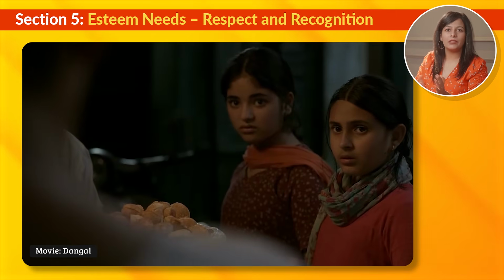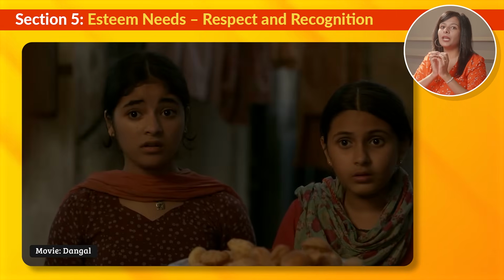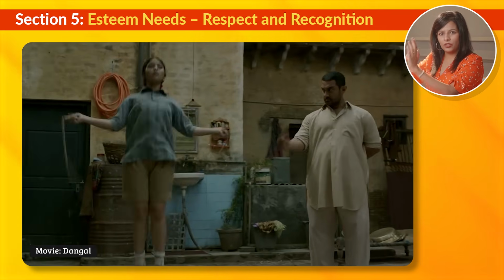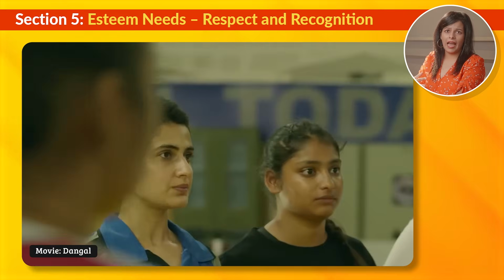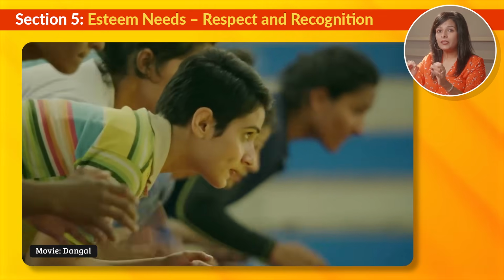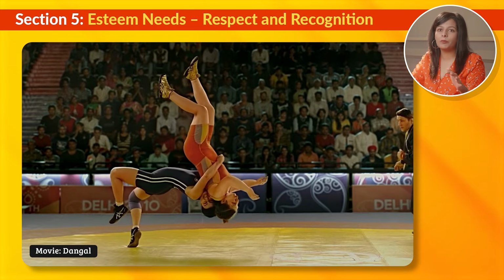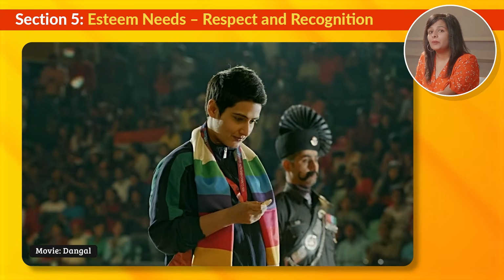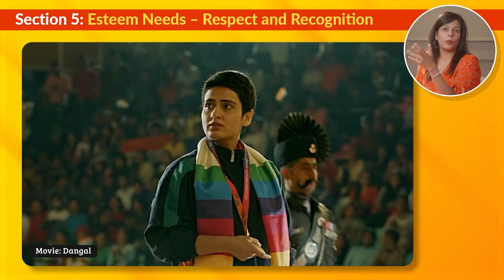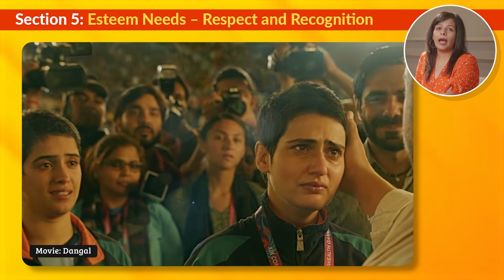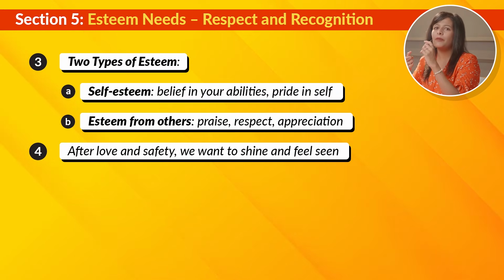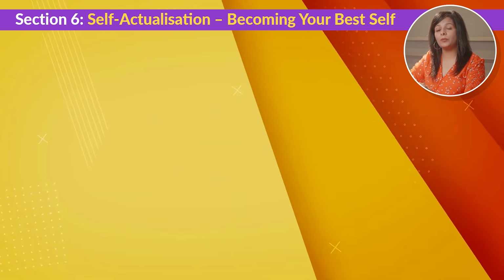A strong example of this is Dangal. Geeta and Babita already have food, shelter, a safe environment, and a close family bond. But what drives them forward is the need to prove their worth, first to themselves and then to the world. As they train, win matches, and represent India, they develop confidence and inner strength. But the turning point is when Geeta wins the Commonwealth gold and finally earns the proud applause of the entire stadium and her father. That moment reflects both parts of esteem. She believes in herself and the world recognizes her achievement. That's exactly what Maslow meant. Once we feel loved and safe, we want to shine, to feel capable, and to be seen as someone who matters.